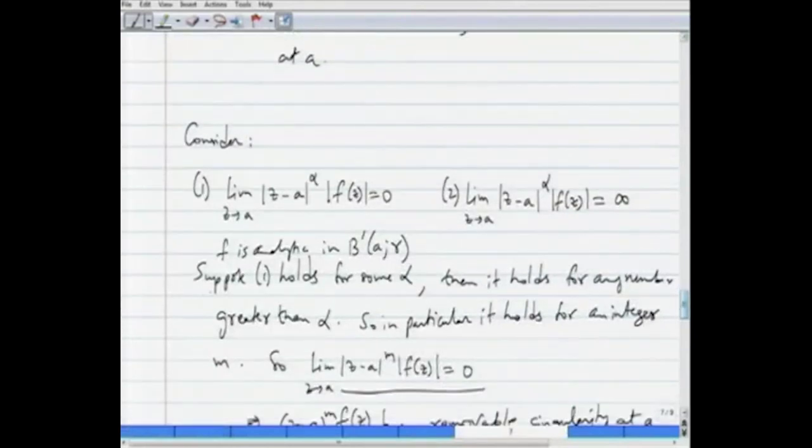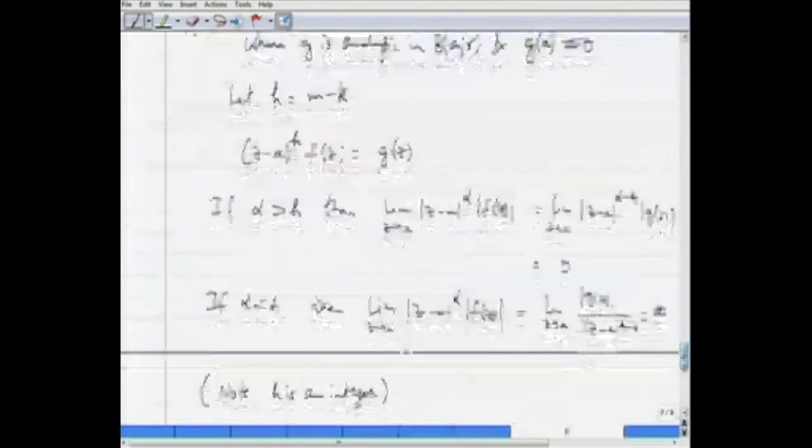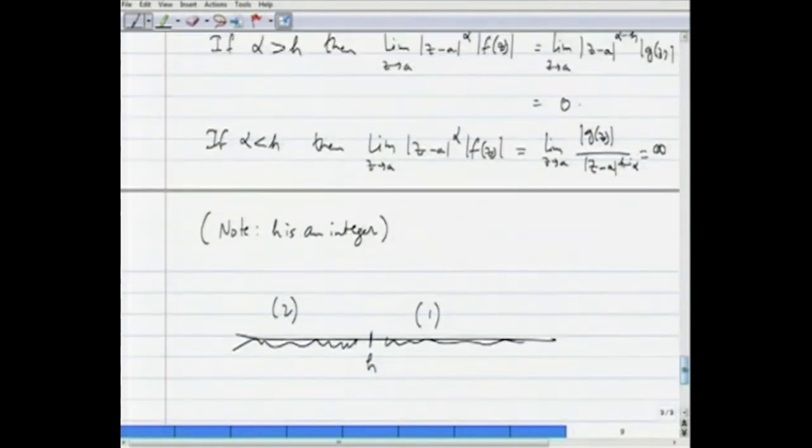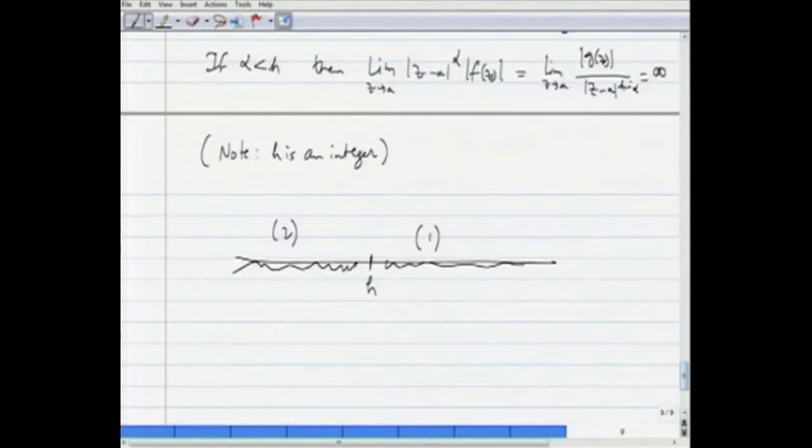So, in summary, we are able to conclude the following. If we assume that this limit 1 holds, we are able to conclude that there is an integral point h on the real line such that for anything less than h, 2 holds, and for anything greater than h, 1 holds. So, there is an integral divide here. That is the first conclusion.